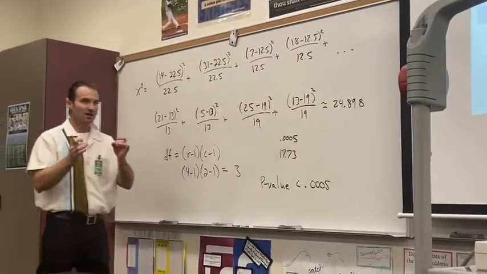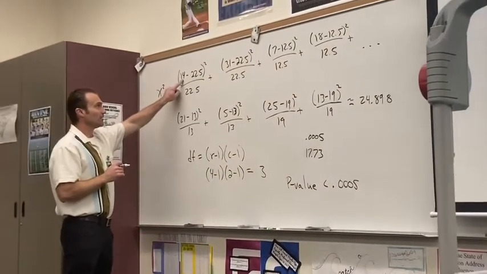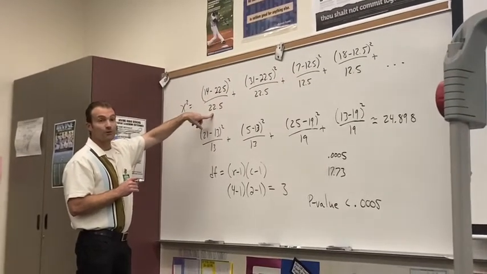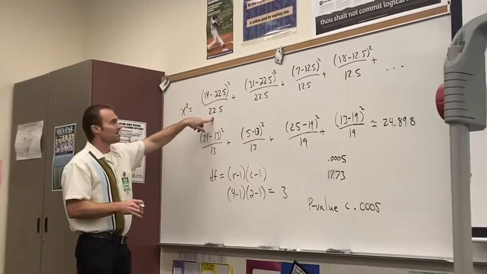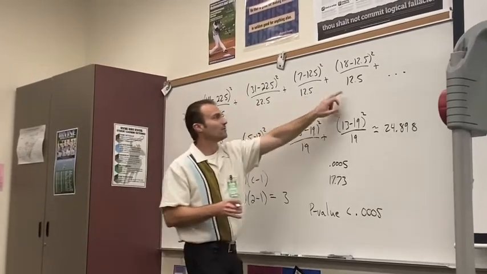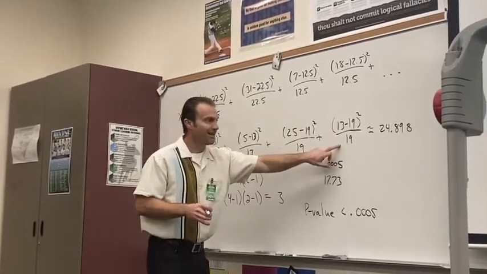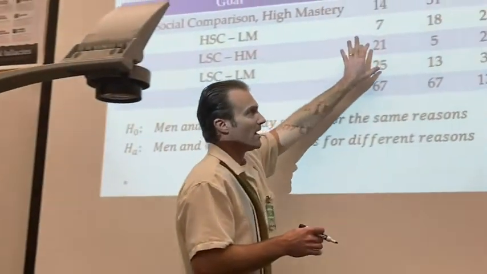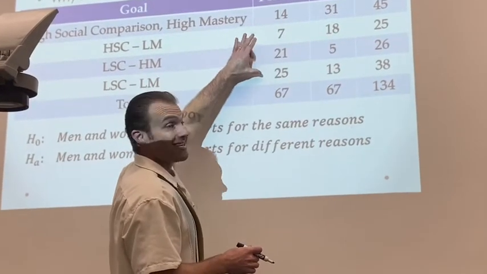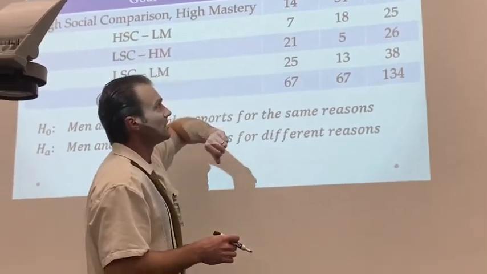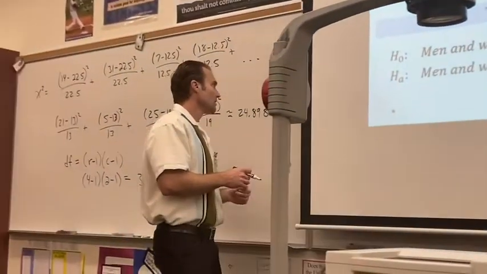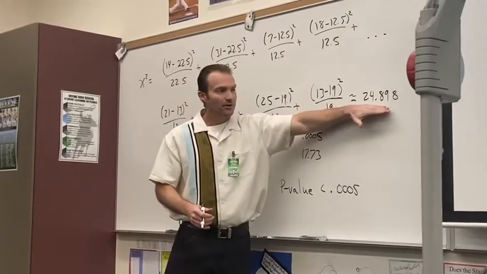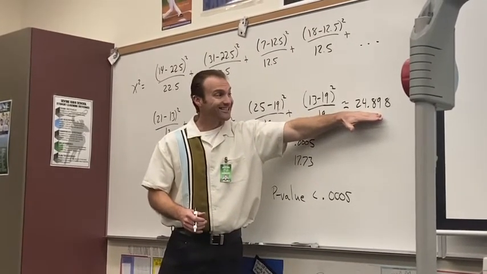Okay. Each cell has an observed count minus an expected count. We square it, divided by the expected count for that cell. So you're going to see, in this case, 1, 2, 3, 4, 5, 6, 7, 8 fractions because we have a 4 by 2, in other words, 8 cells, because it's a 4 by 2 two-way table. So calculate each cell, sum it up. There's our chi-square statistic.